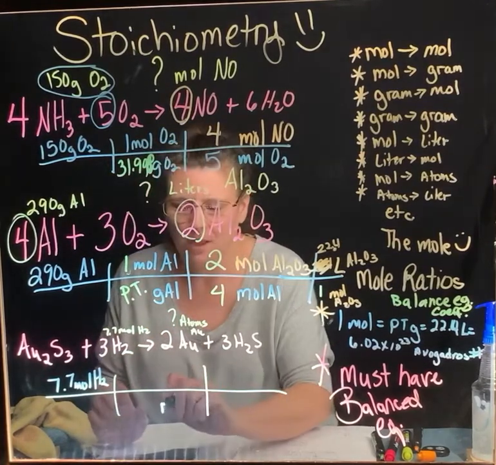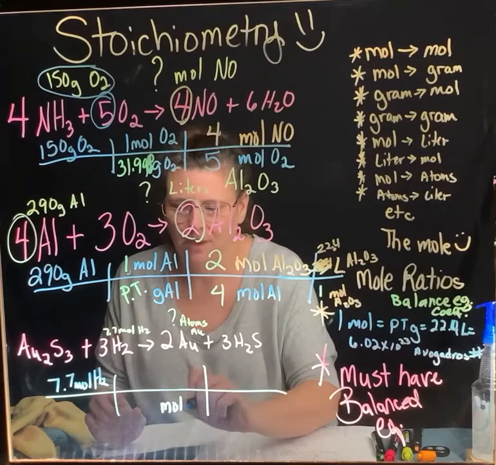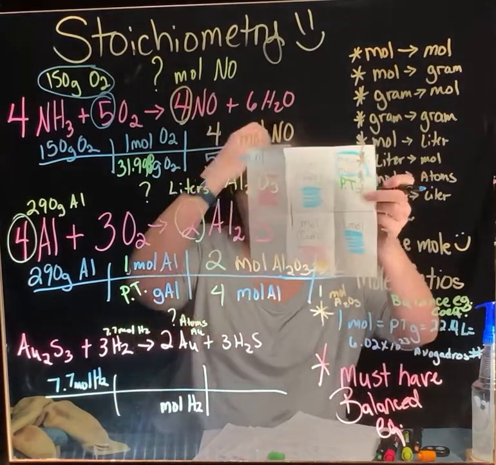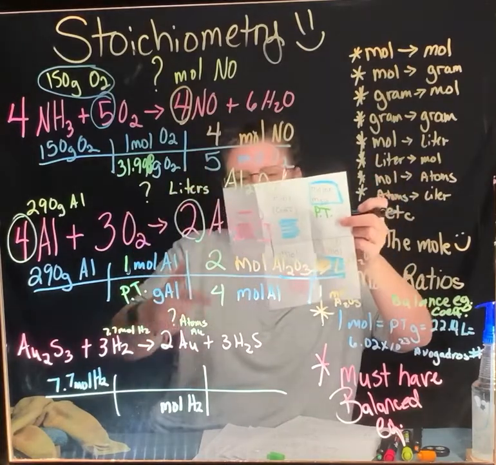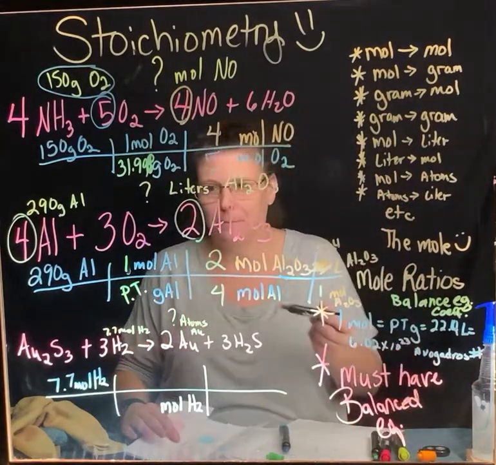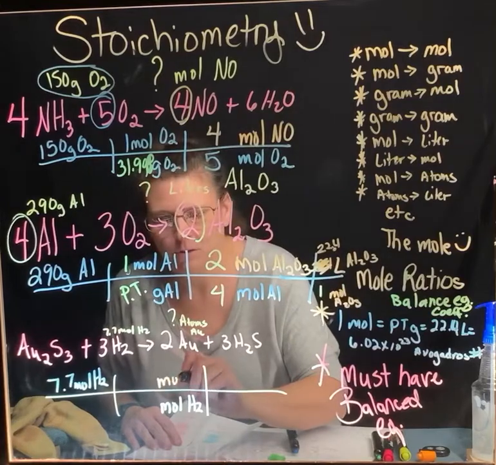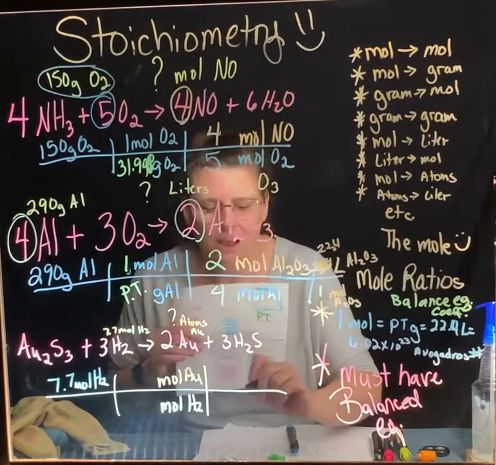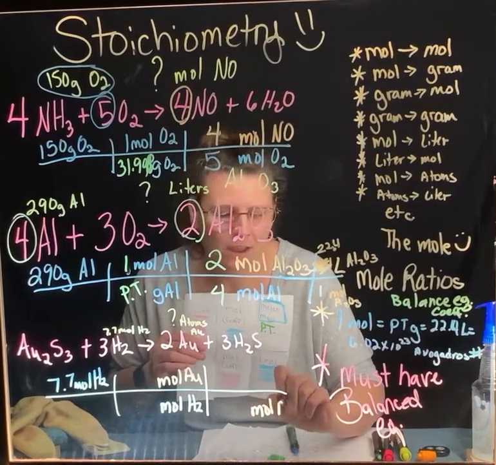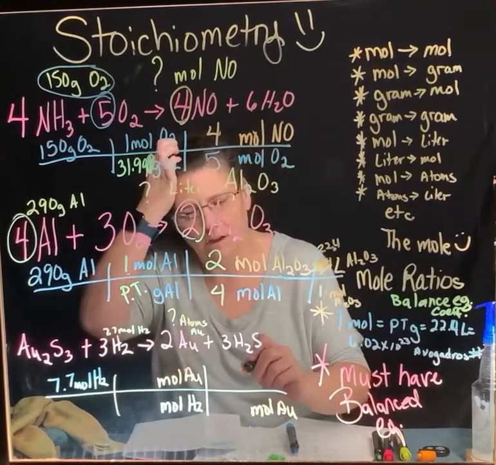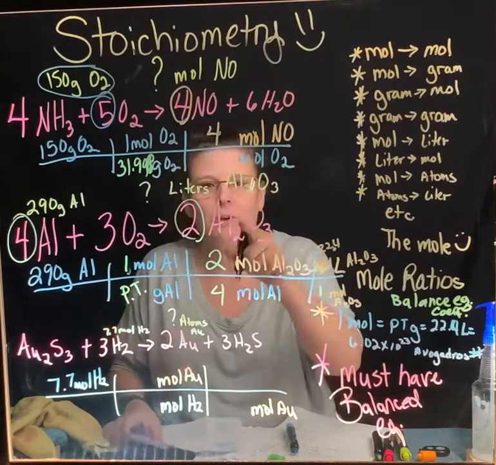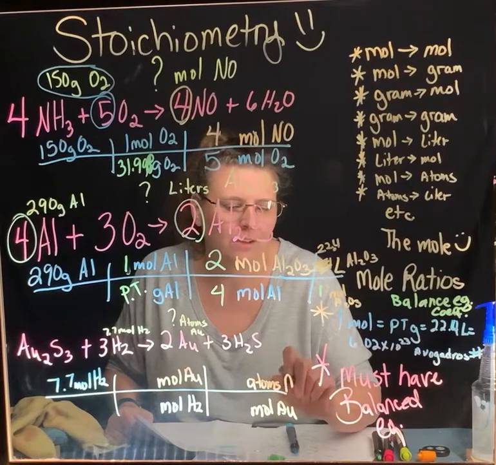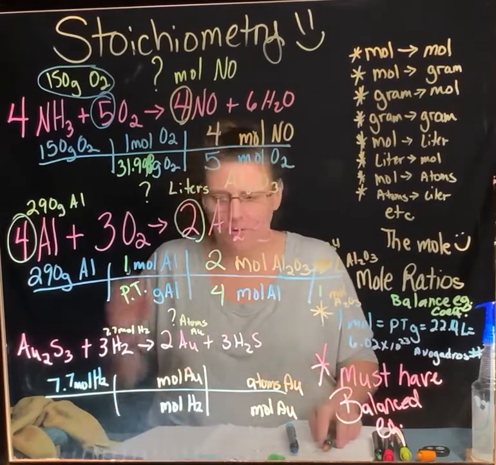I start with what's given, 7.7 moles of H2. What's on the top goes on the bottom, H2. You look at your foldable. What's up above that? Well, we have a mole to mole, so I need my other one, which would be moles of Au. What's on the top goes on the bottom, moles of Au. What are we going to? We need to go to our question mark, which is atoms of Au. So now we just plug in numbers.